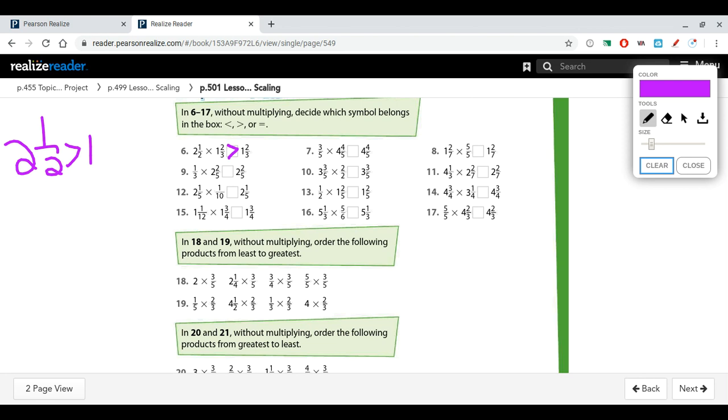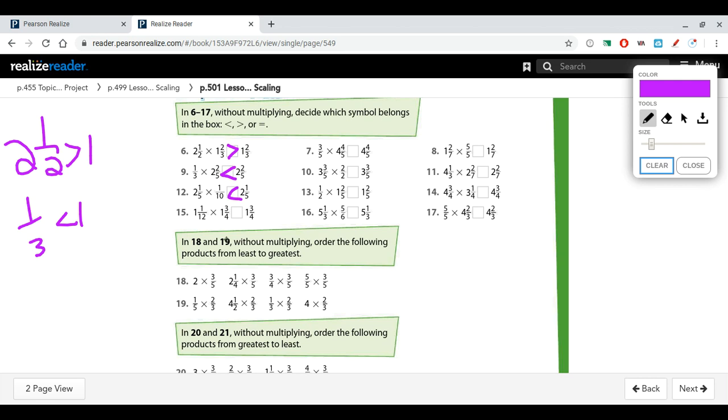Okay. Number 9, I have 2 2/5, 2 2/5. So I'm looking at 1/3. 1/3 is less than 1. So my product is going to be less than 2 2/5. Okay. 2 and 1/5 times 1/10. I'm comparing that to 2 and 1/5. So 2 and 1/5 and 2 and 1/5. I look at the 1/10. 1/10 is less than 1, so my product is going to be less than 2 and 1/5.